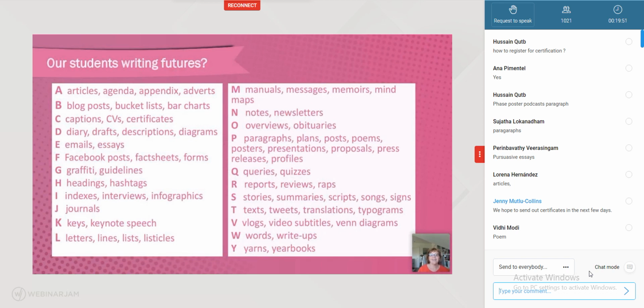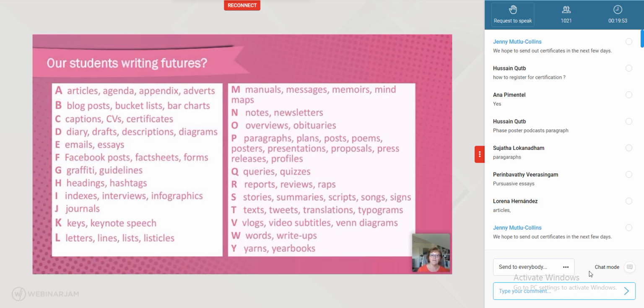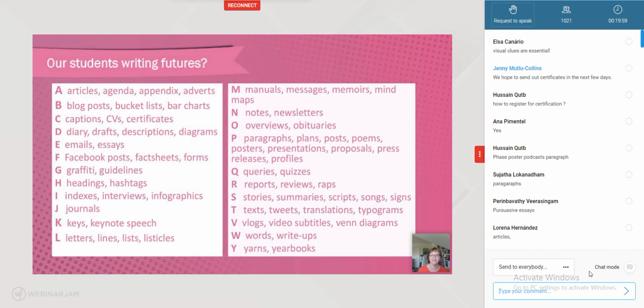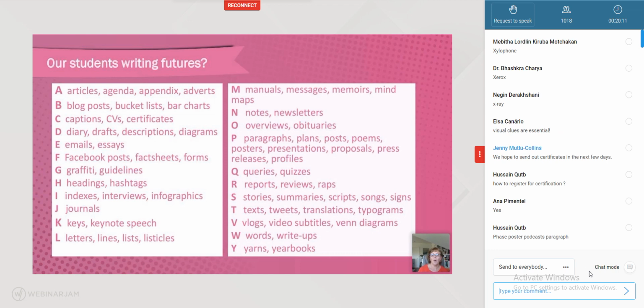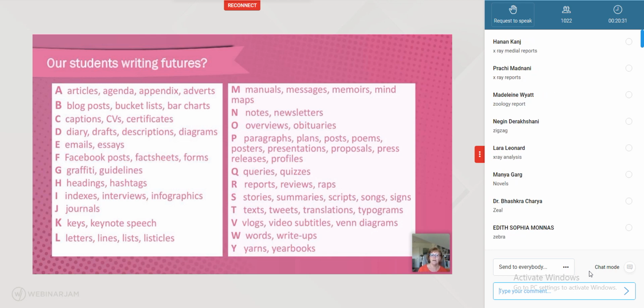So this alphabet, I haven't got anything for X and Z. If anybody can think of anything for those letters, I'd be very interested to hear their ideas. These are things that we write in real life. We might write them very infrequently, never perhaps, or we might write them every day and a lot. So, okay, just some ideas. You can see there's a vast range of writing types that our students might have to write in the future, and we might have to write now in our daily lives.